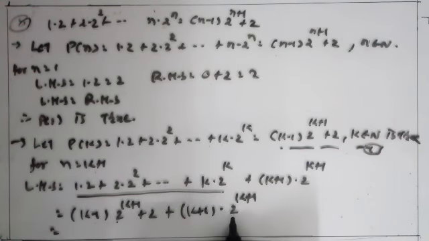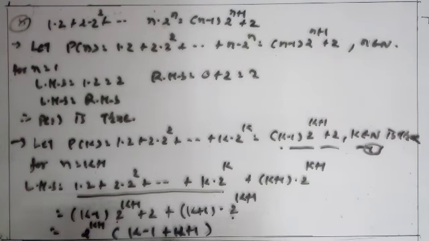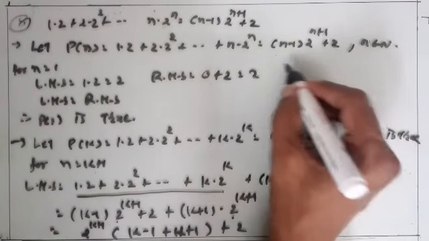Now 2 raised to k plus 1, from these two terms take common. So 2 raised to k plus 1 into bracket remaining terms. Here k minus 1. Here remaining term k plus 1. K plus 1. Clear? Plus 2. Now simplify this.